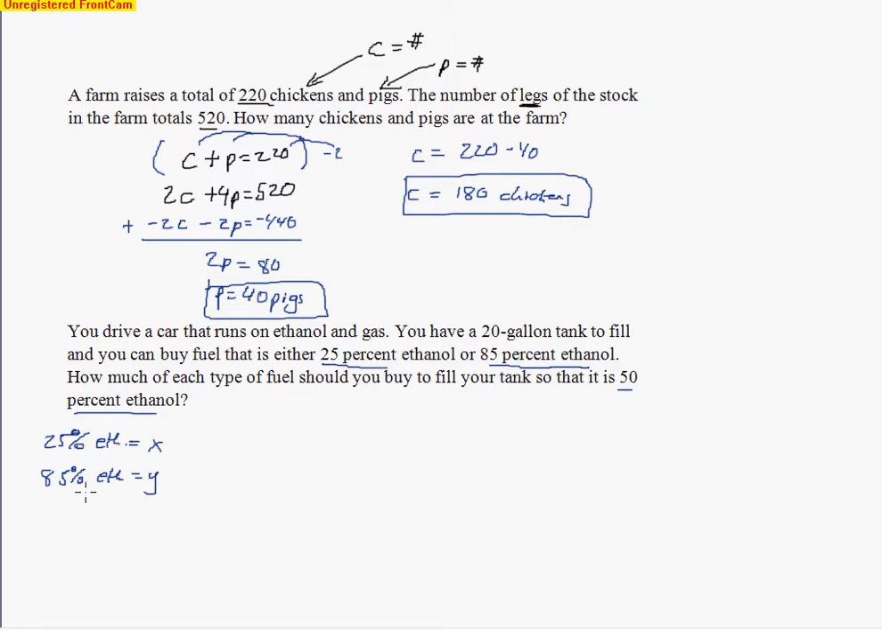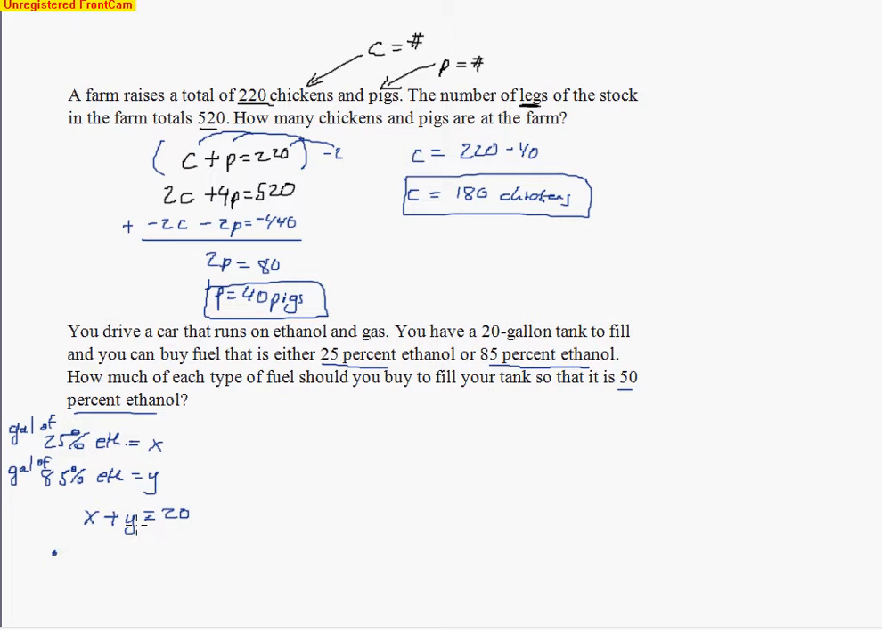Now I'm ready to set up an equation. I know that x plus y equals 20. I want the number of gallons of the 25% plus the number of gallons of the 85% to equal 20 gallons altogether. And then I set it up by finding out how much. This is the amount of, I should really say, gallons of the 25% and gallons of the 85%.